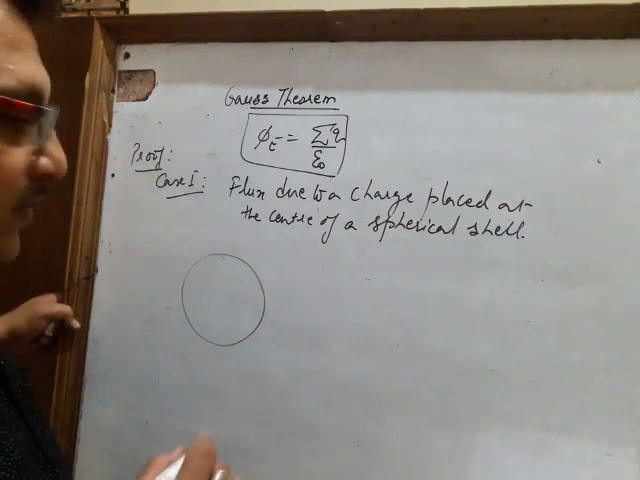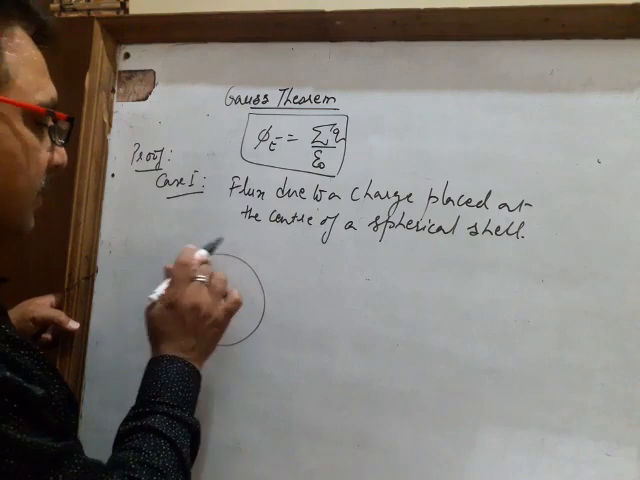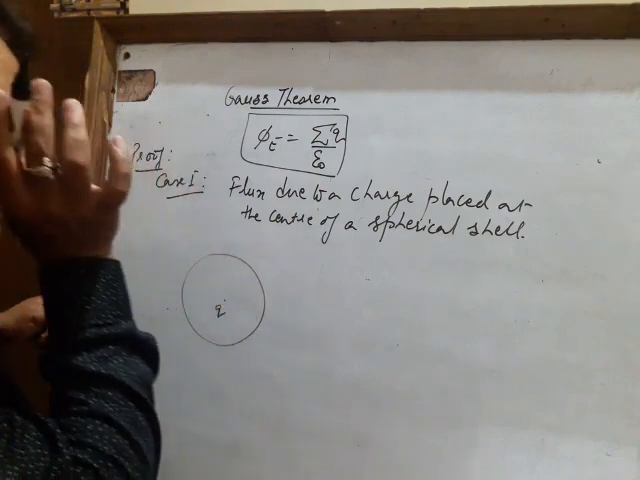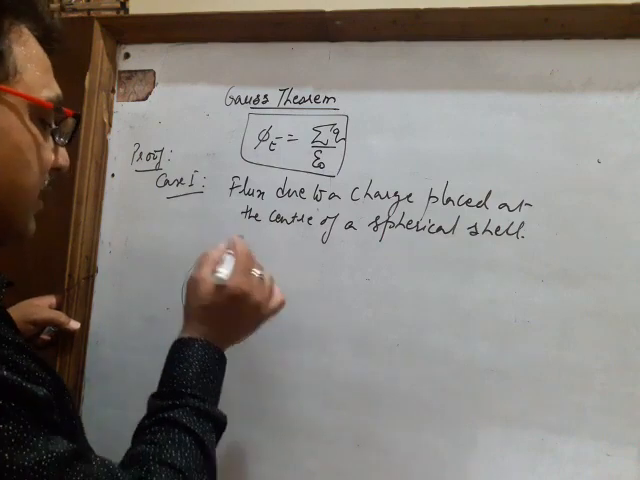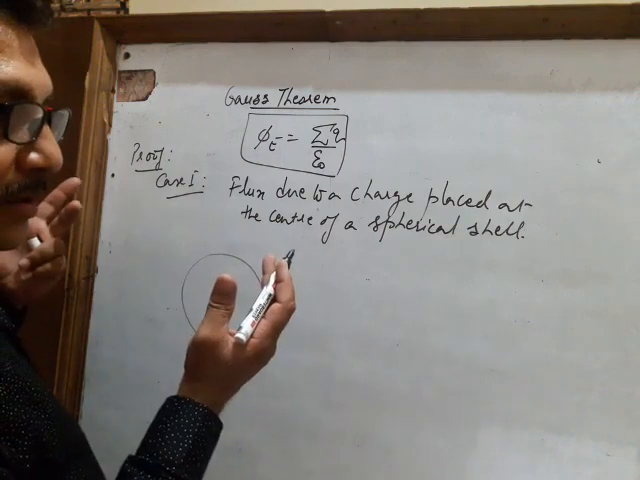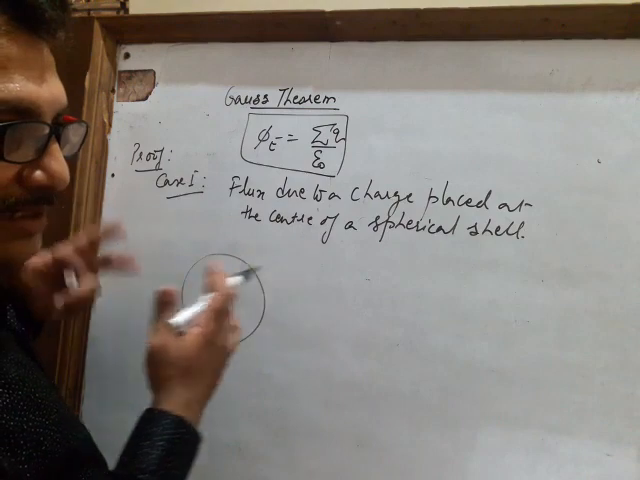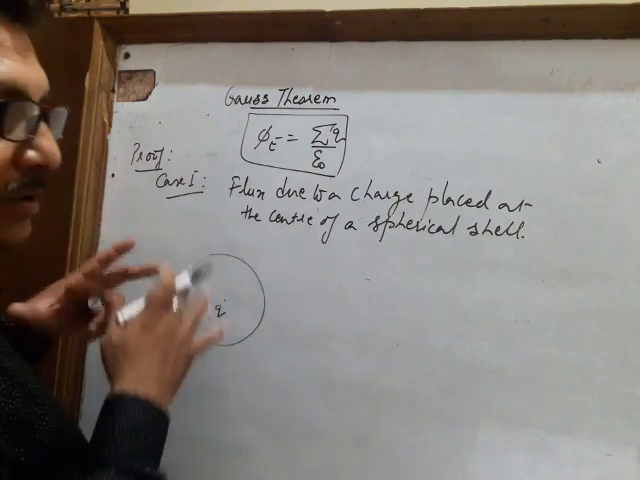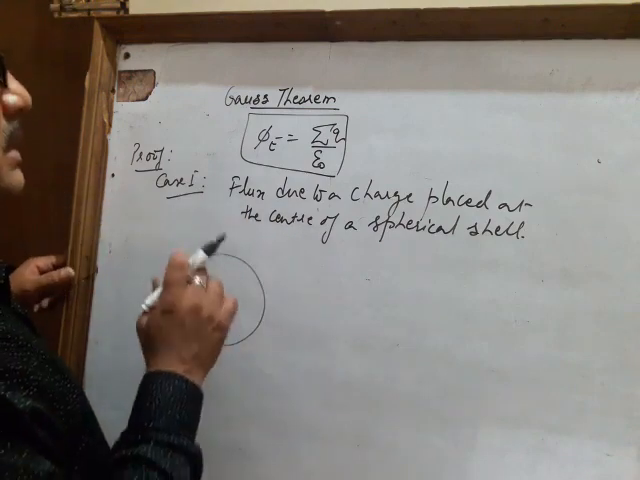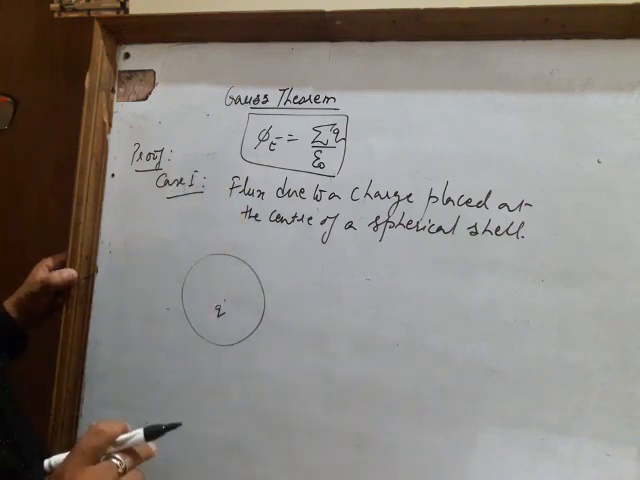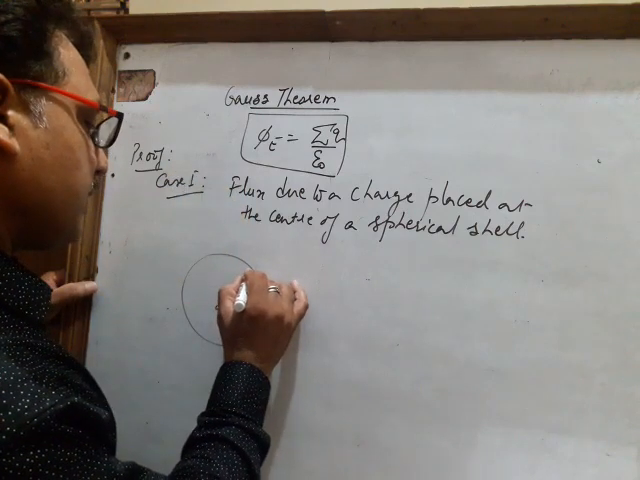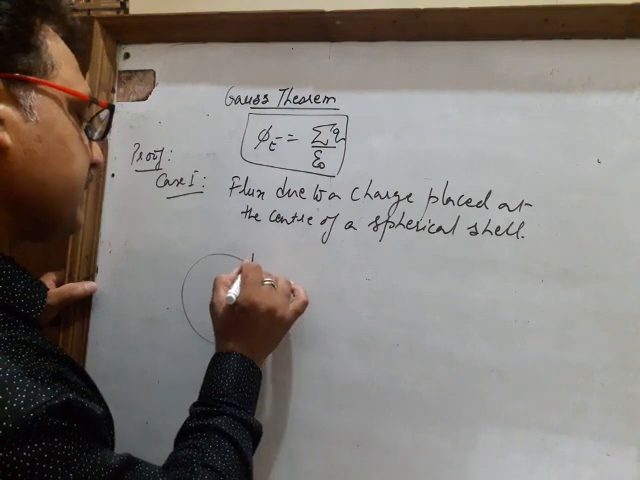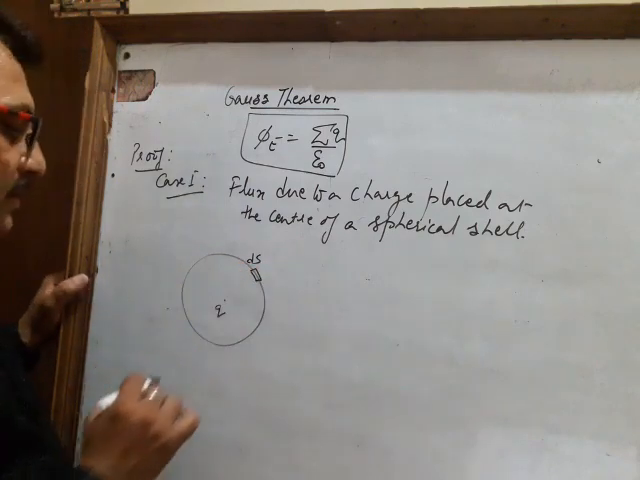This is a sphere, and at the center charge q is placed, and we have to see the flux which is coming out, means the electric lines of force which are coming out from the whole surface, that should be equal to q upon epsilon naught. This we have to show. So we consider elementary area ds like this.